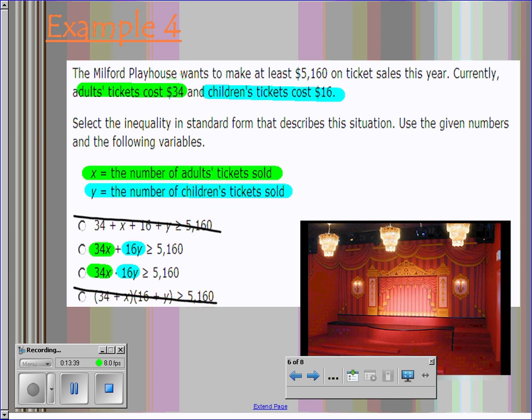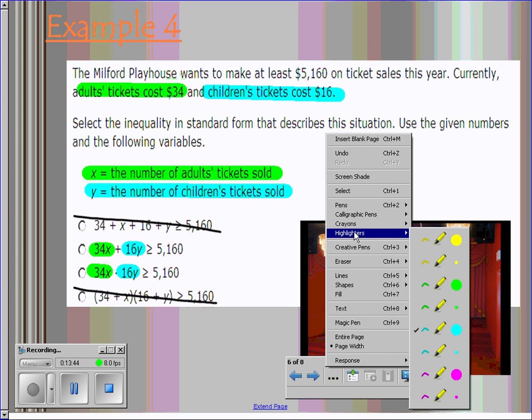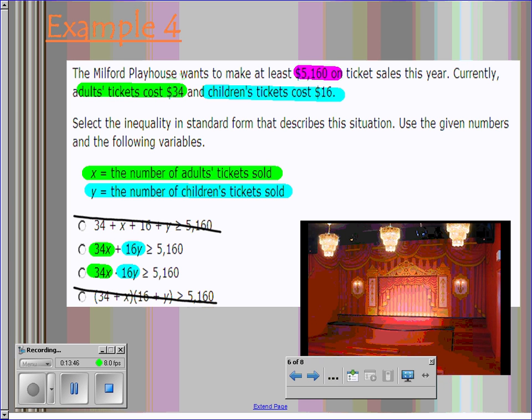Okay. We know that the total ticket sales cost has to be $5,160. So the tickets have to be greater than or equal to that. But are we going to add the ticket sales together, or are we going to multiply them together? We're going to add them together. Very good. So our answer choice is B. We add the total number of adult tickets times the cost, plus the total number of children's tickets times the cost, and that gives us the total cost.